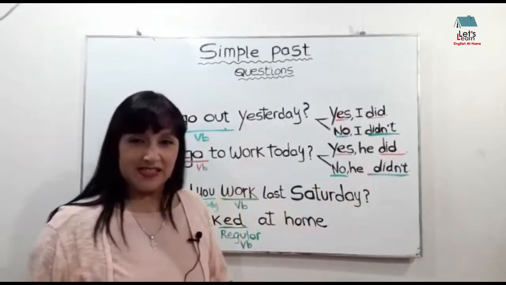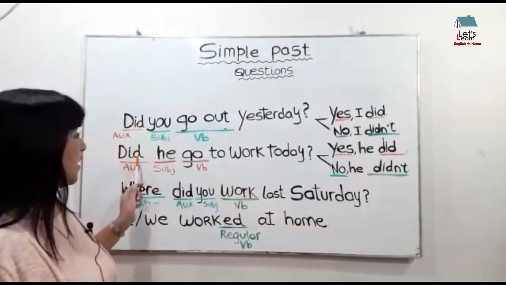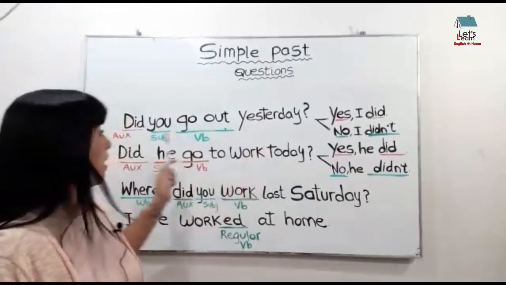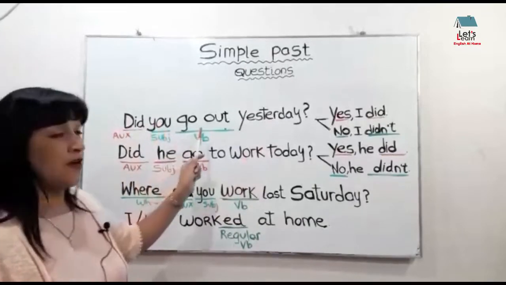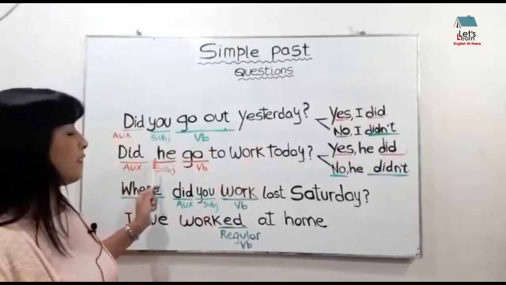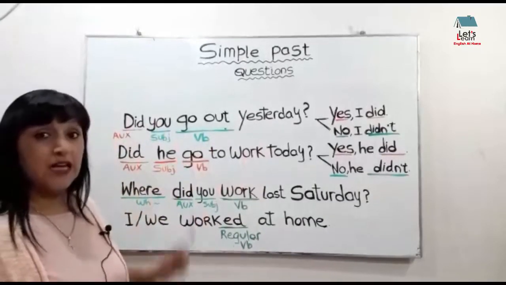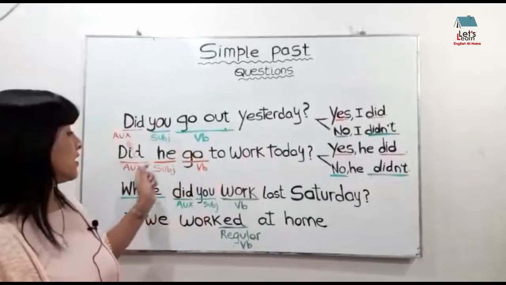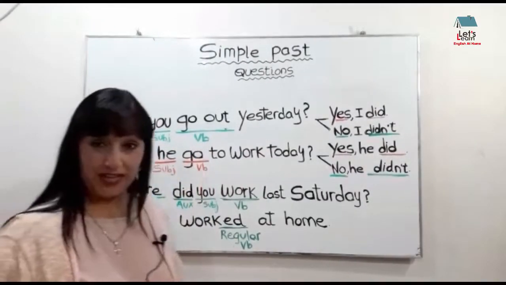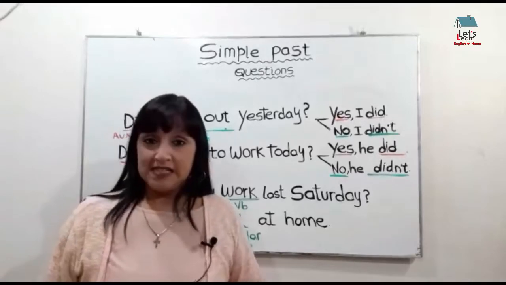Can you see the similarities? Same auxiliary, same word order. Auxiliary, subject, verb. Auxiliary, subject, verb. Did you go? Did he go? Okay? So that is quite similar.